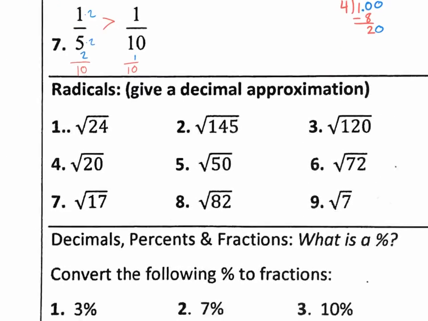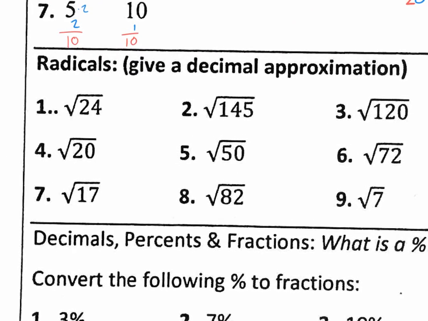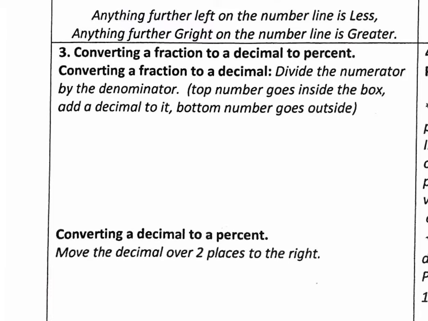All right. So before we move on to this next section, let's flip back over to the front side. Okay, guys, so let's go to this third part of our notes on the bottom of the page. It says converting a fraction to a decimal to a percent. All right, so we've already been converting fractions to decimals. All you have to do is divide the numerator, the top number, by the denominator, the bottom number.